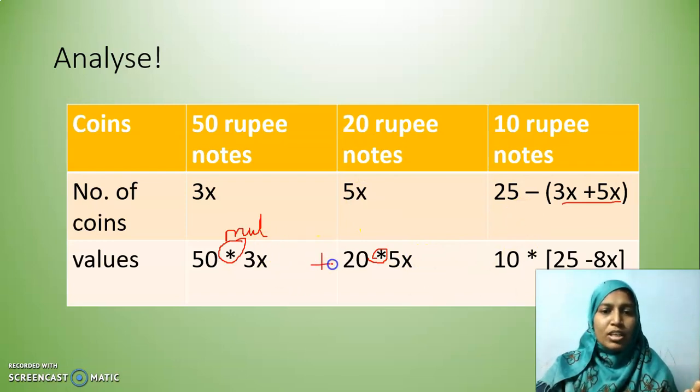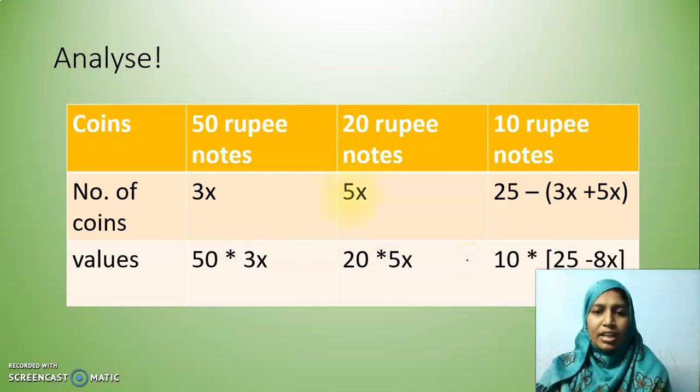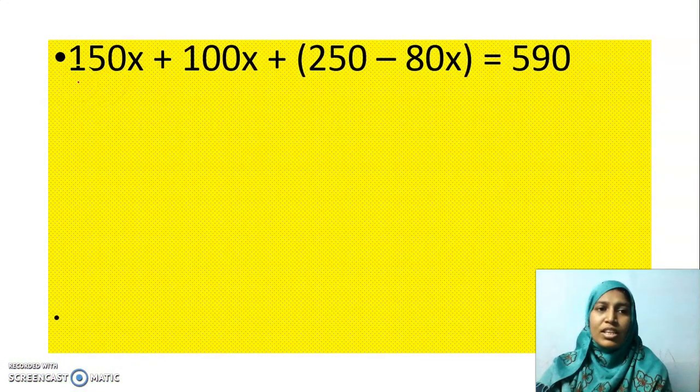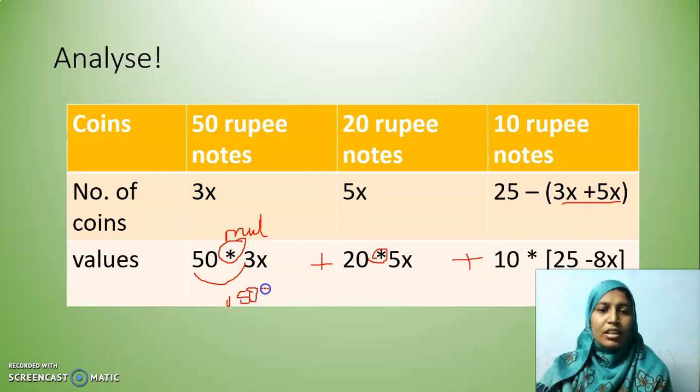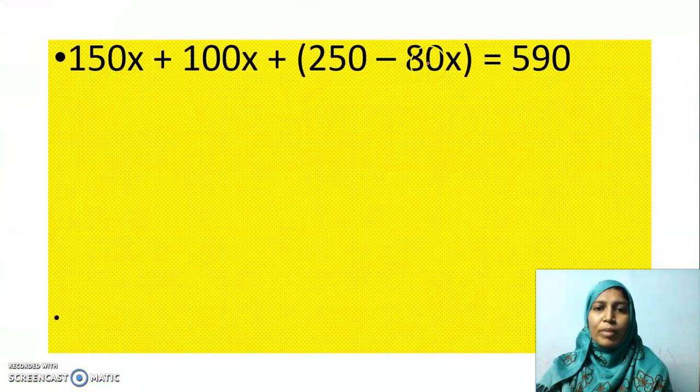If she adds up all these 3 things, she has the total amount of 590. So our equation is very simple. See, 5 3s are 15. If I multiply these two, I will get 150x. Here we will get 2 5s are 10, 100x. Is it clear? Here I have to multiply 250 and 2 into this. You have to multiply 2 times. So you will have 250 minus 80x.